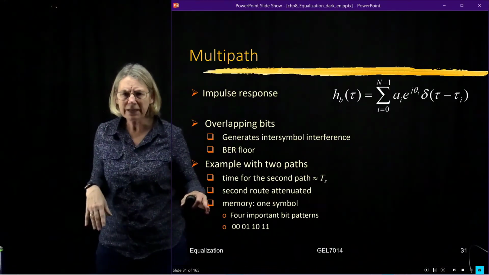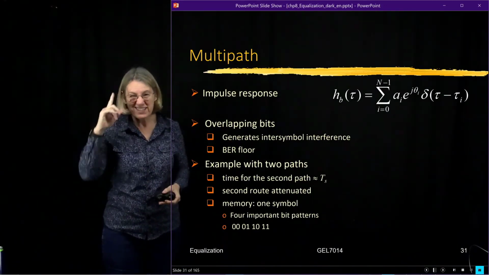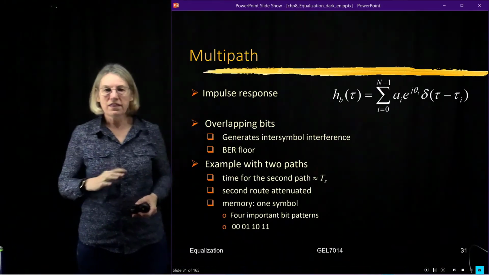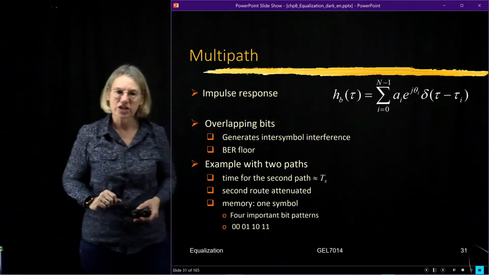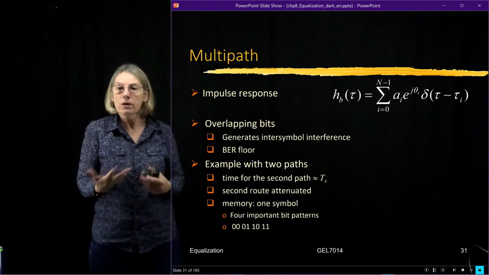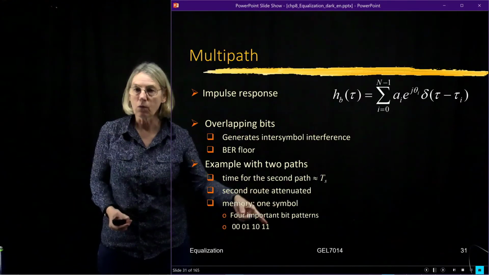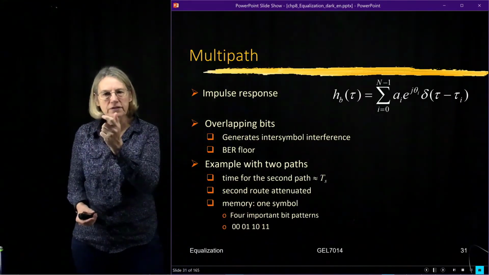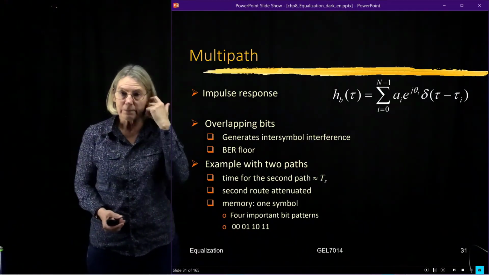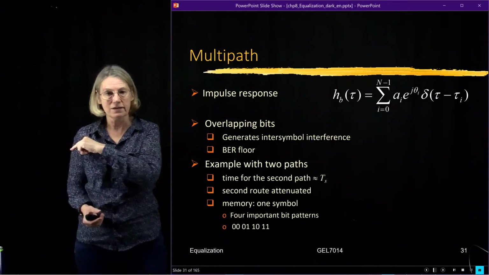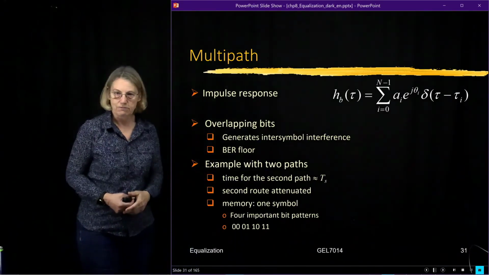But in this simple system, with one delay and the delay exactly one symbol, if I was going to try and figure out what's going on in this channel, I would think there would be 4 important bit patterns: 00, 01, 10, and 11. Depending on what the previous bit was, I will get a different reaction for the current bit, based on what was happening before it. That is the memory of the channel, one symbol interval.